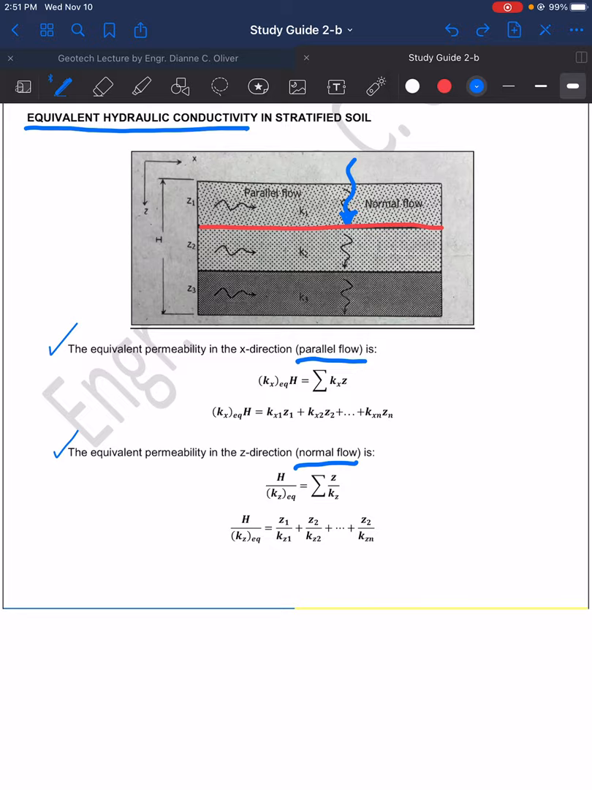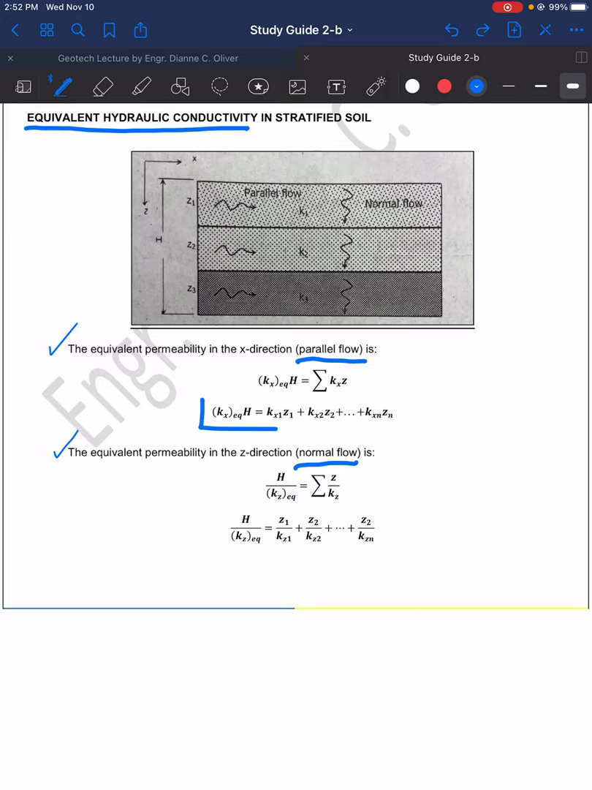Okay? So for the formula of a normal flow, we again take the value of H as the representation of the width of all the soil layers. So this is the H from the figure, and then we have the K equivalent that we are looking for, equals the height of the first layer divided by the K sub 1 of the first layer. Next, we have the height of the second layer and the K sub 2 of the second layer. Then, lastly, we have the height of the third layer and the K sub 3 of the third layer. So that's the formula for the normal flow.